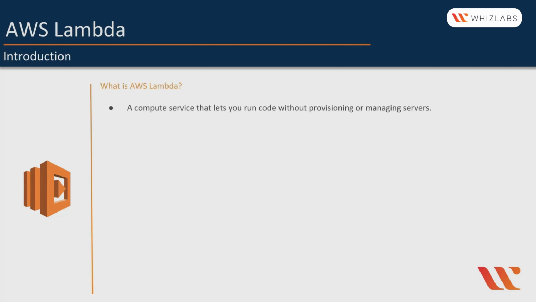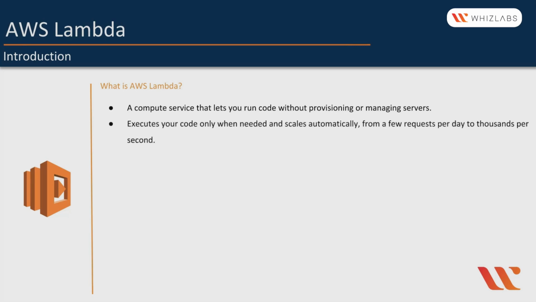It is a compute service that lets you run code without provisioning or managing servers. Also called serverless compute, as you will not be managing any servers by yourself. AWS Lambda executes your code only when needed and scales automatically from a few requests per day to thousands per second. And with AWS Lambda, you can run code for virtually any type of application or backend service, all with zero maintenance and administration.